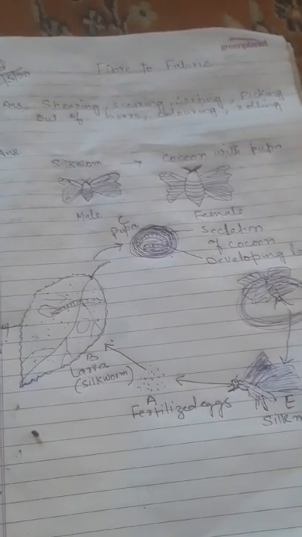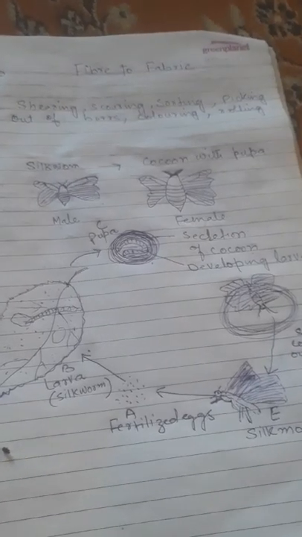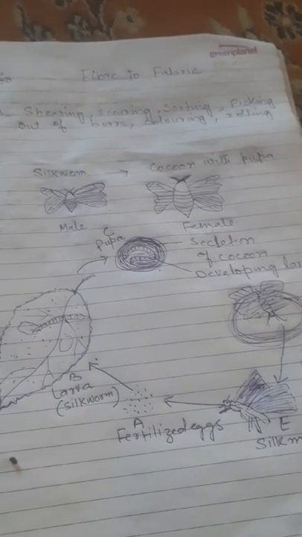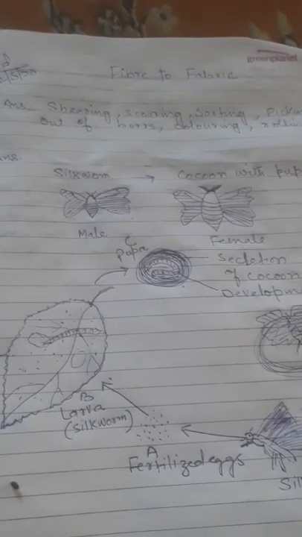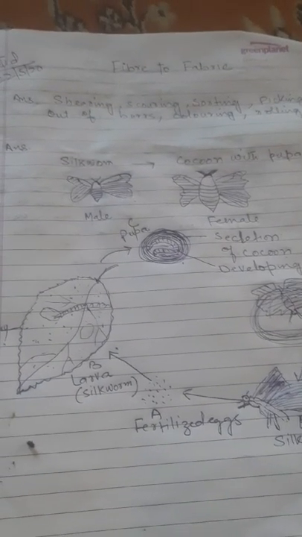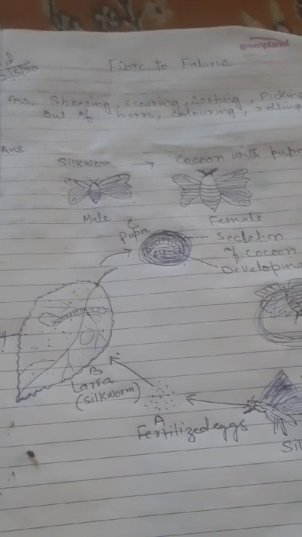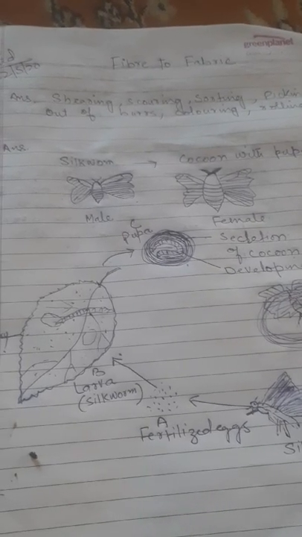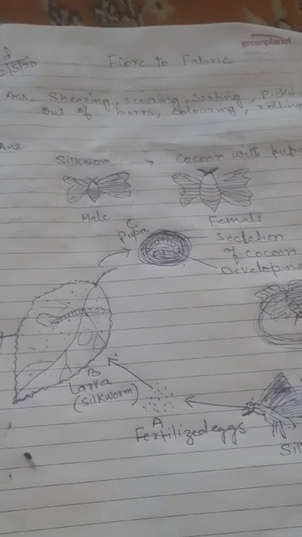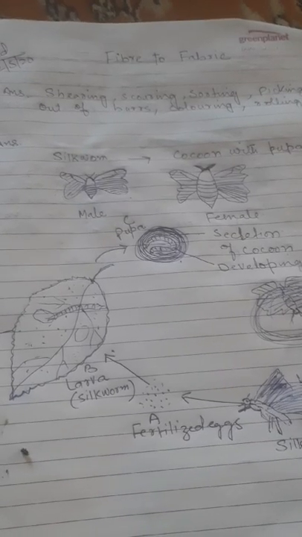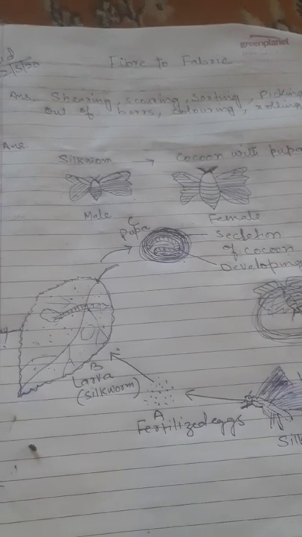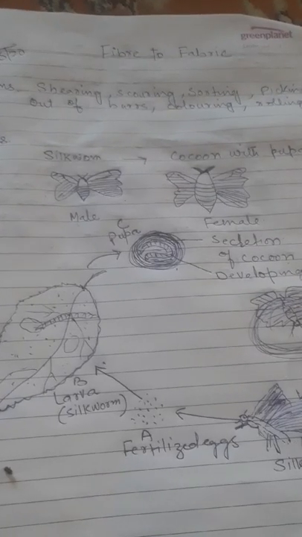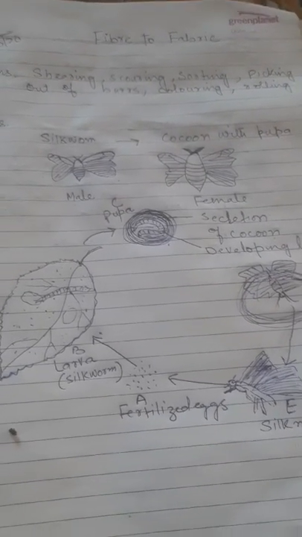Today we will continue with our exercise for the lesson Fiber to Fabric. Day before yesterday we did up to question number 4. Today we will take question number 5. It's also an objective type question. Open your books and see.